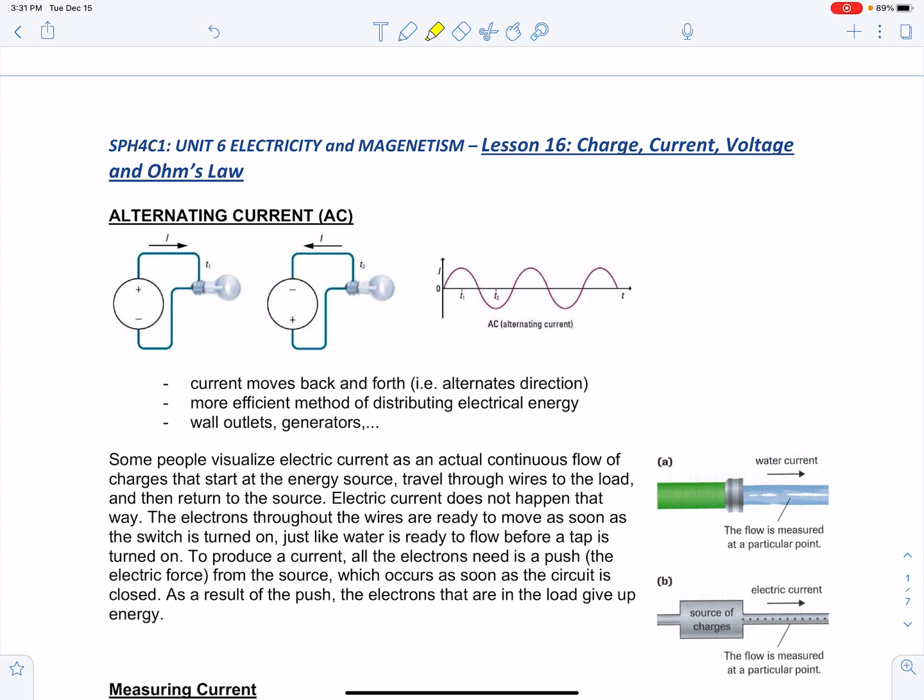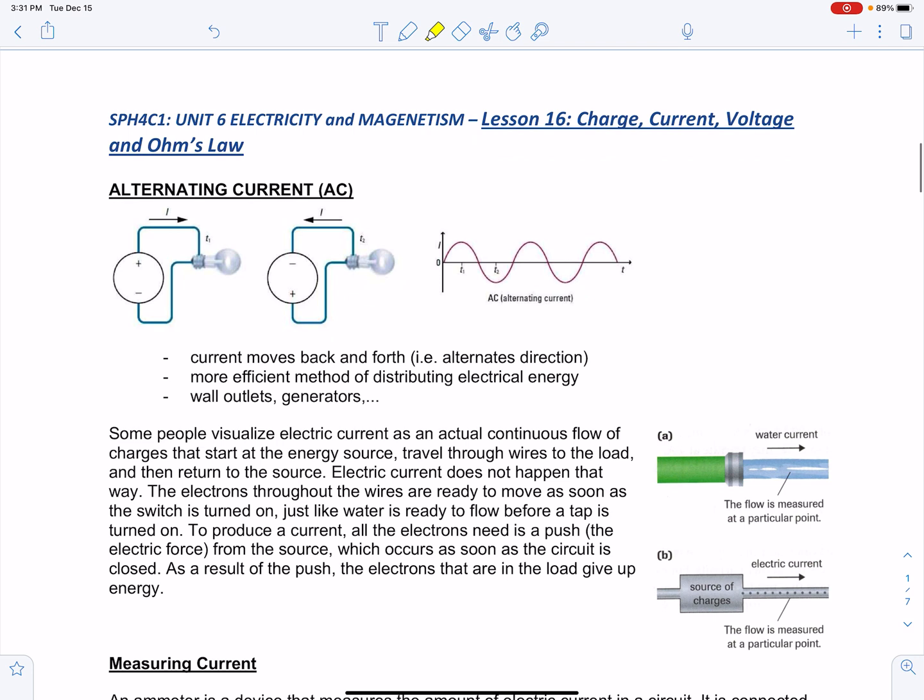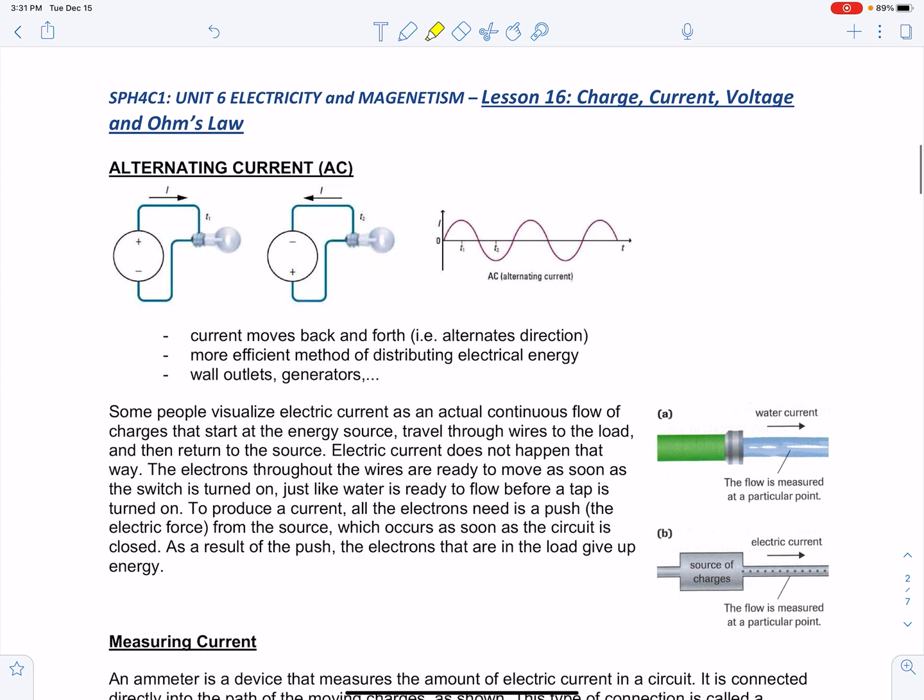Some people visualize electric current as an actual continuous flow of charges that start at the energy source, travel through the wires to the load, and then return to the source. Electric current does not happen that way. The electrons throughout the wire are ready to move as soon as the switch is turned on, just like water is ready to flow before a tap is turned on. To produce a current, all the electrons need is a push, the electric force, from the source, which occurs as soon as the circuit is closed. As a result of the push, the electrons that are in the load give up energy.